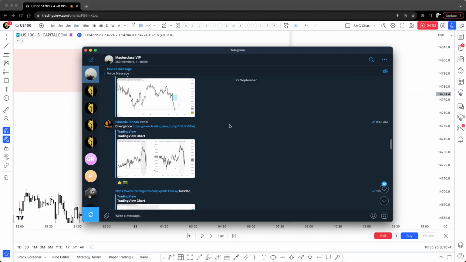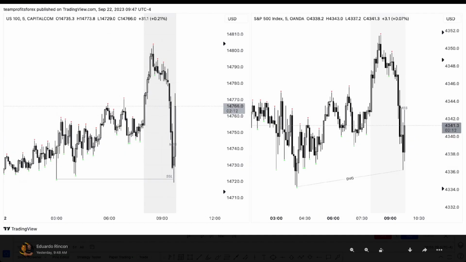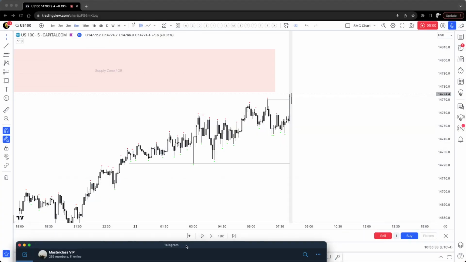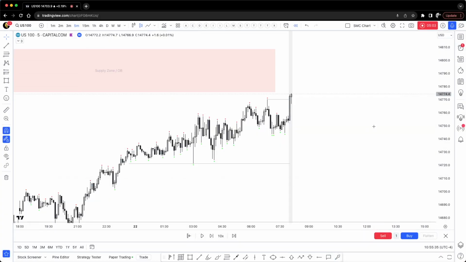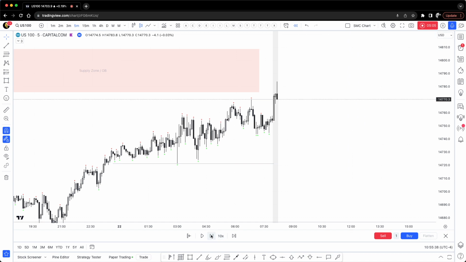What I was looking at right here. I was also monitoring S&P 500 at the same time, so I kind of wanted to see if I could spot a divergence. So I'm going to show you where the divergence was actually formed. So I'm waiting at this point.